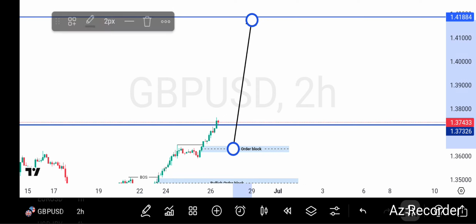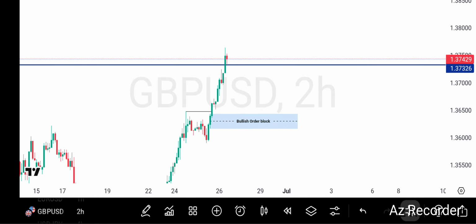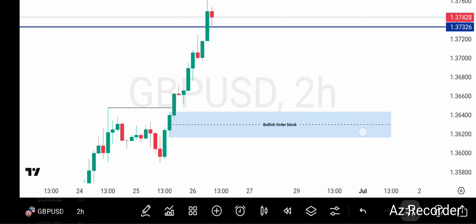So guys, there's still more pips. I don't know if you can help me in the comment section. We have GBPUSD from 1.37429 to 1.41884, so let's know the pip count in the comment section, guys. So this is GBPUSD. We are going to be waiting for it here at this 2-hour bullish order block.